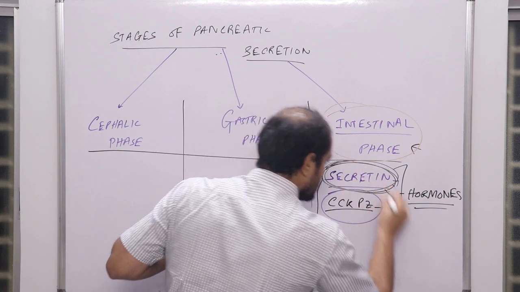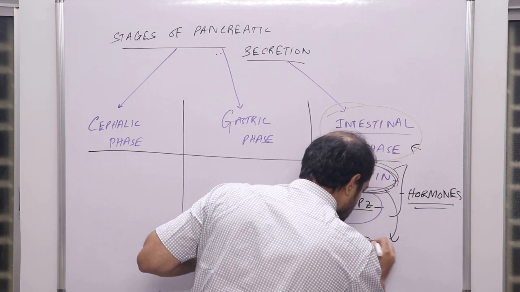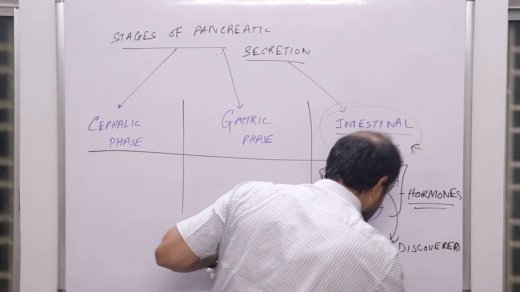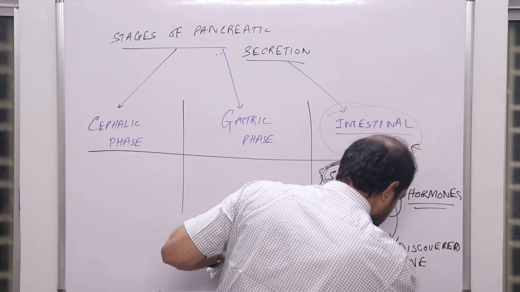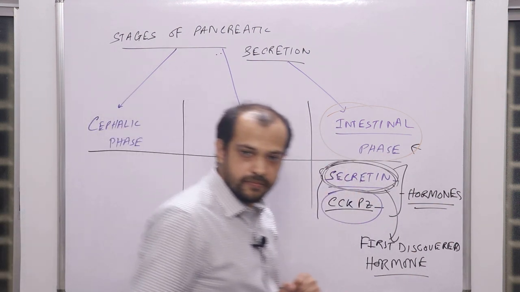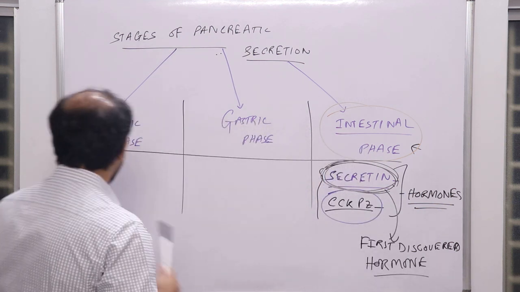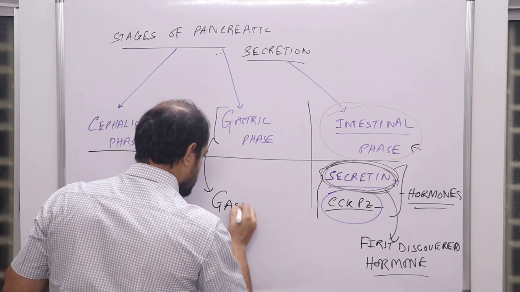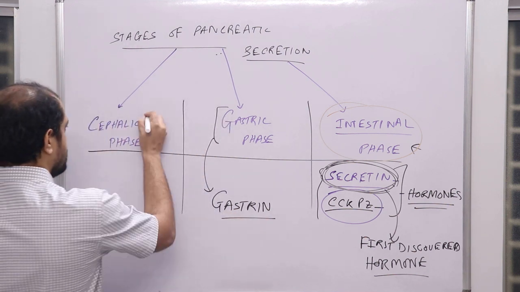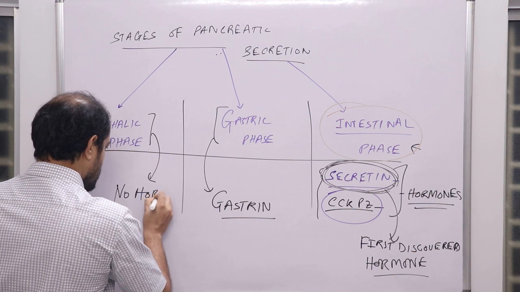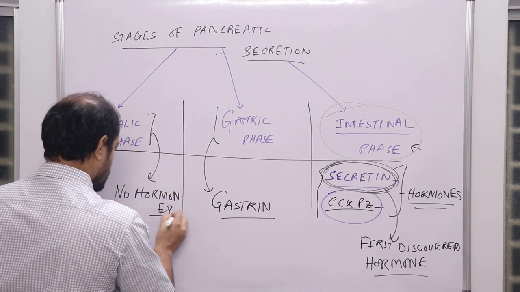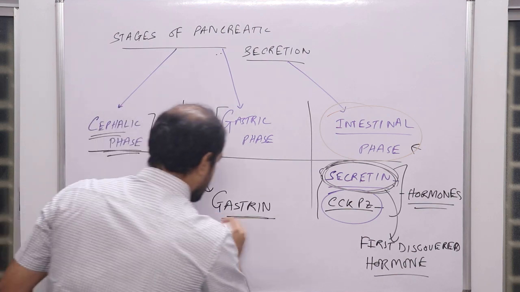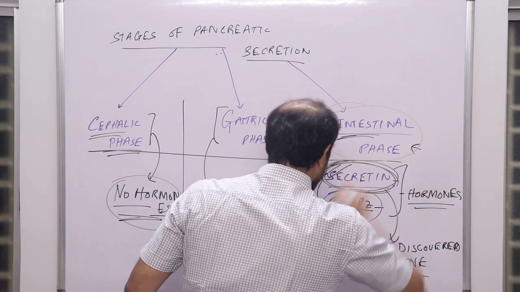Now, all these hormones are of immense importance. Can you tell a fun fact about secretin? The fun fact is that it is the first discovered hormone. Clear? Now listen with all your attention. In the gastric phase you get another hormone, that is gastrin, right? No hormone is involved in the cephalic phase. In the gastric phase there is gastrin. In the intestinal phase there are two hormones, secretin and CCK-PZ.